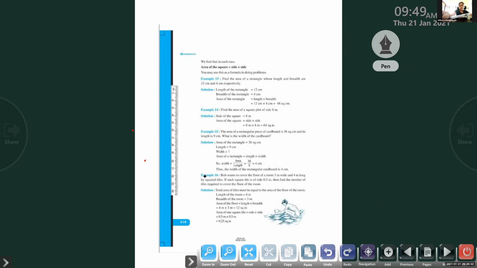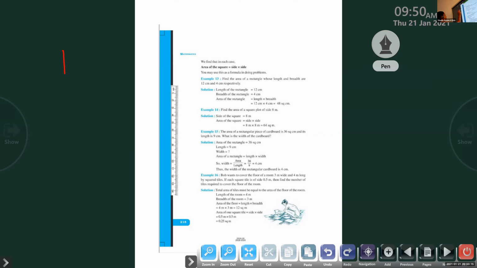Okay, children. Finish. Okay, so number of tiles. There is a rectangular floor and square tiles. How many tiles are required to cover the floor of the room? That was the question.